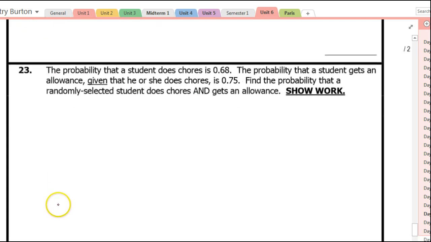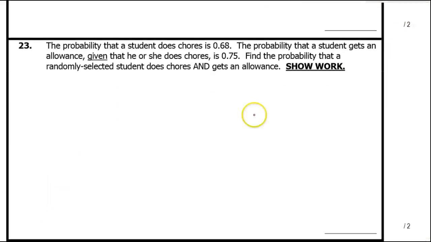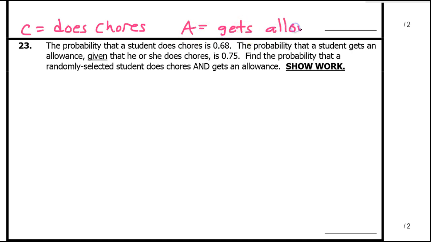Alright, let's do one more problem. The probability that a student does chores is 0.68. So let C equal does chores. The probability that a student gets an allowance, given that he or she does chores, is 0.75. So I see getting allowance is another event. So we'll let A be gets allowance.